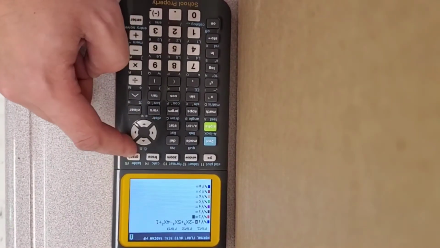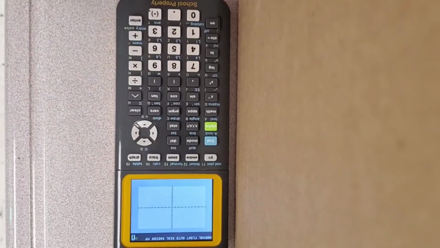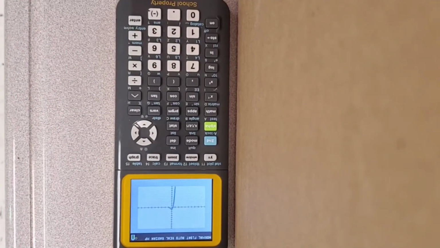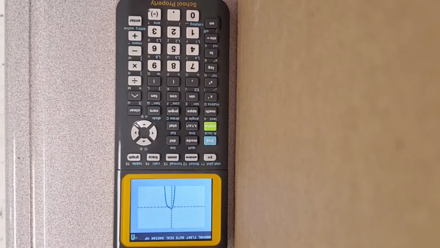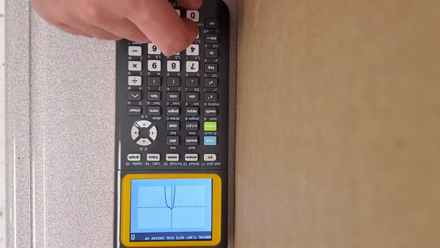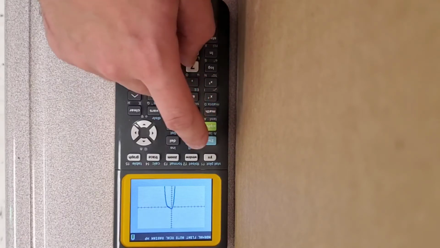Enter. So now that function is in there. We go to graph, and voila, there is our graph. And we can just copy that straight onto our graph in our homework in our packet.